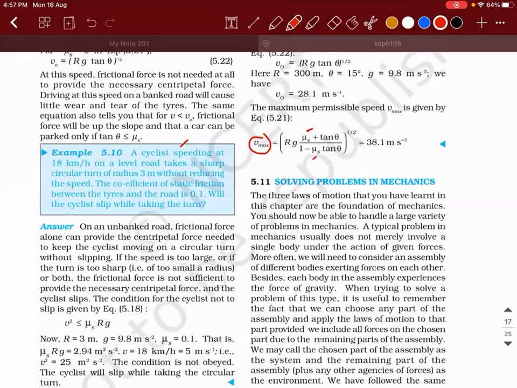So this might answer your question. 18 km/h is 5 meters per second. So what is the safest bet? V max is sqrt(mu s into R into G). What is mu s? 0.1. Radius of the circular track 3, into G. Oh, sorry, G is 10 now. So v should be less than or equal to this value. How much is it? It's coming out to be 30 under the root.